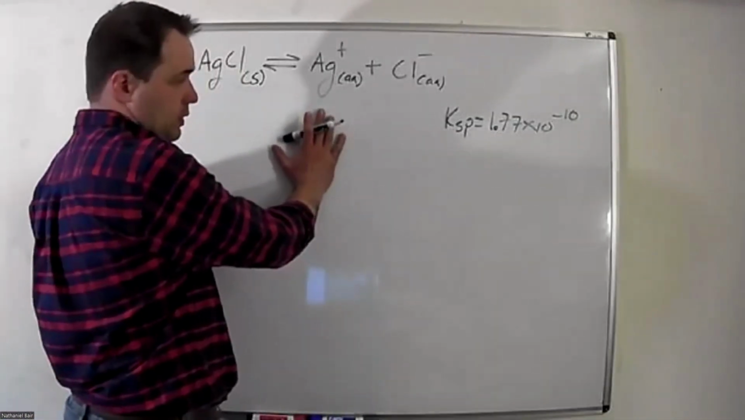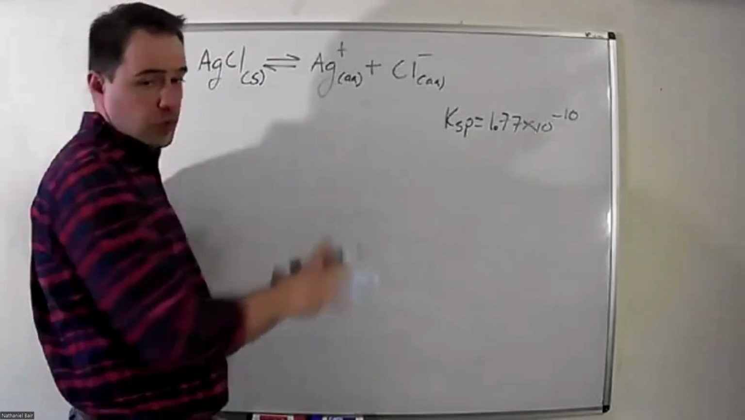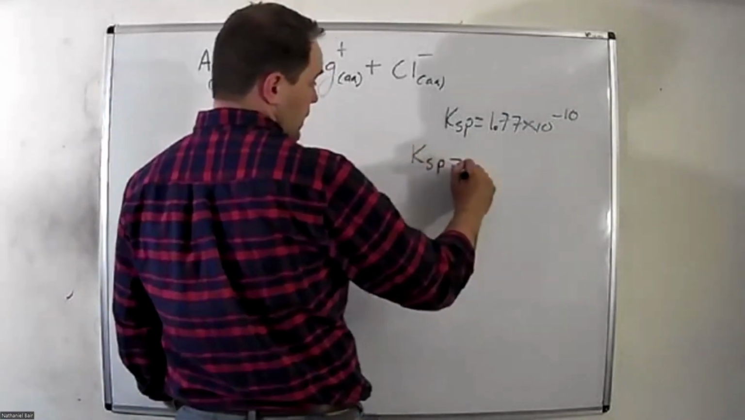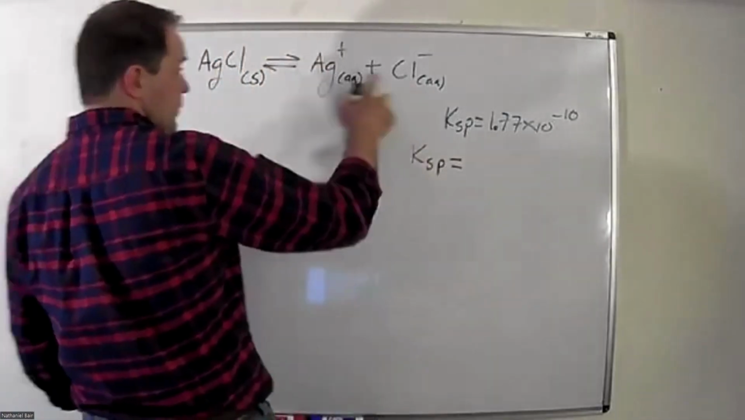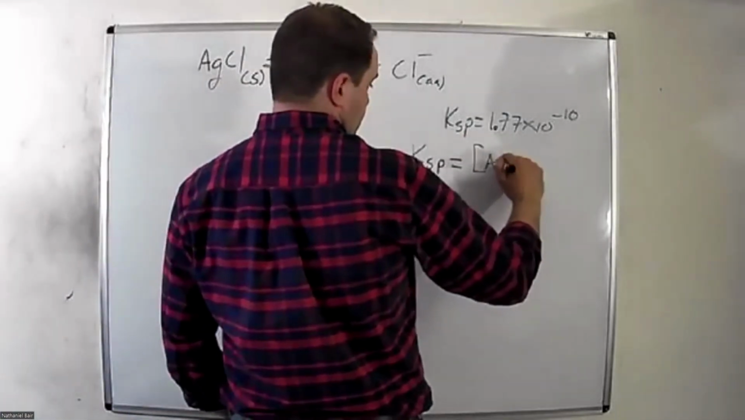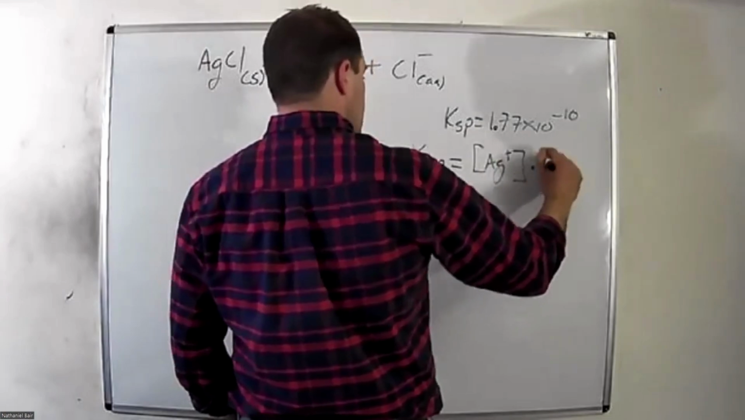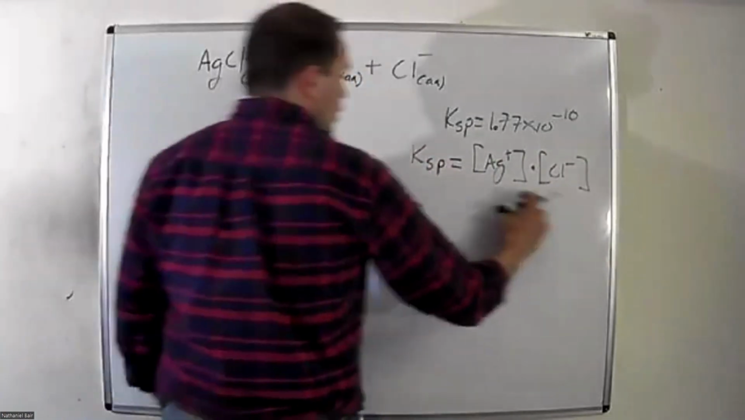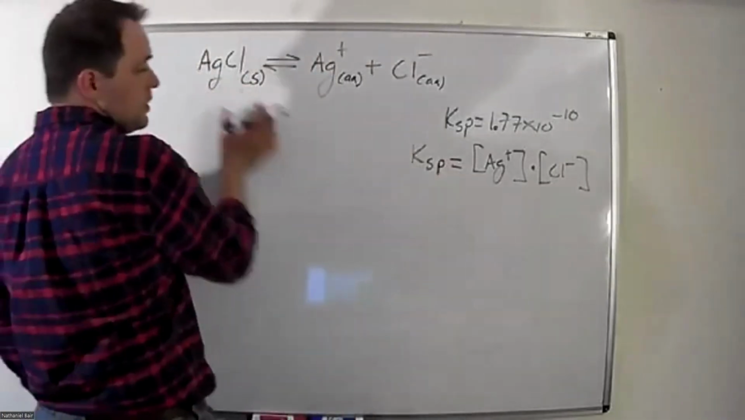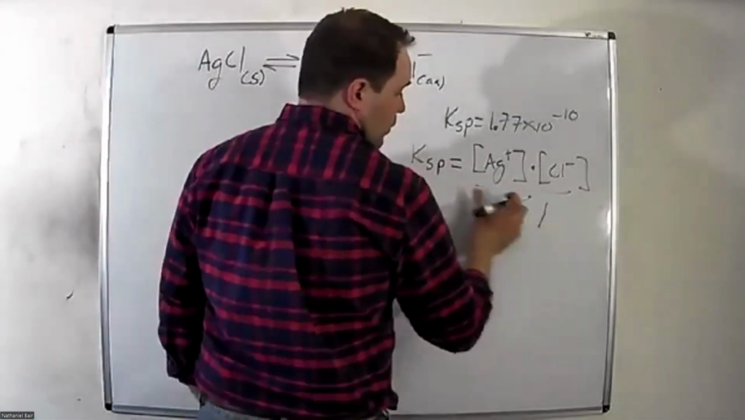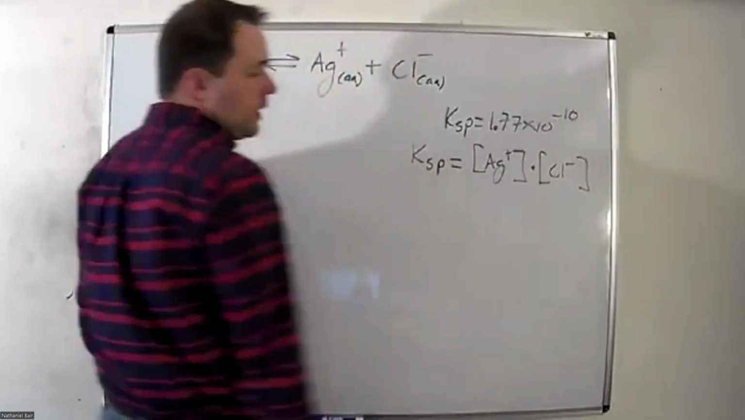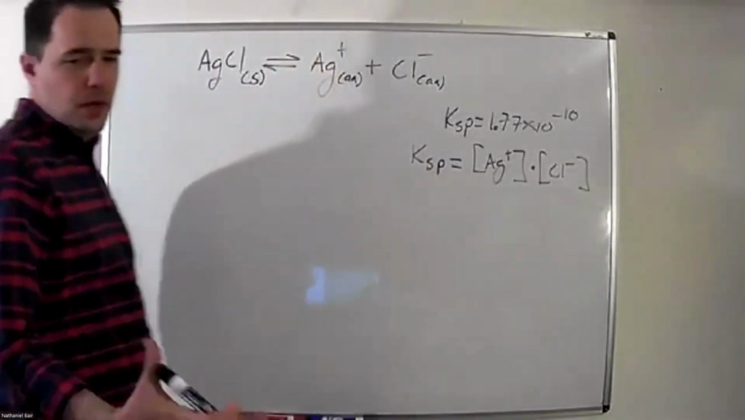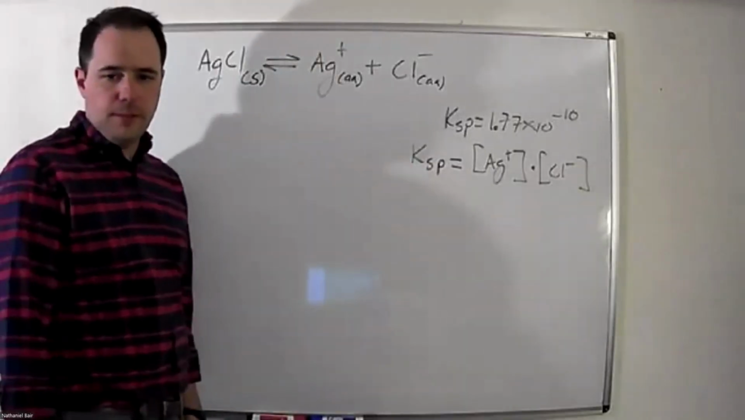So I want to write the mass action expression for this salt. So it's going to be KSP equals products over reactants. So the concentration of silver ions times the concentration of chloride ions over, remember that's a solid, so it doesn't go in there, so it's over 1, which means you don't really have to write that. Now, these all have coefficients of 1, so it's all to the first power. This one's going to be super duper duper easy.